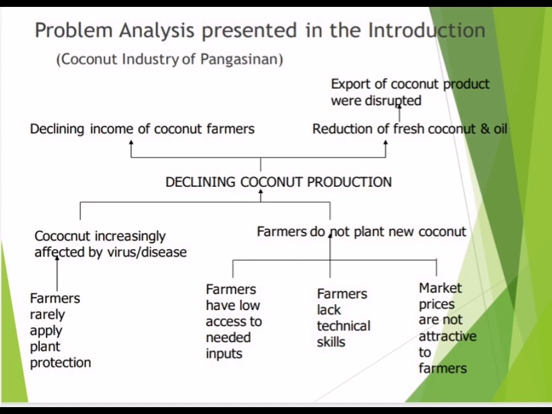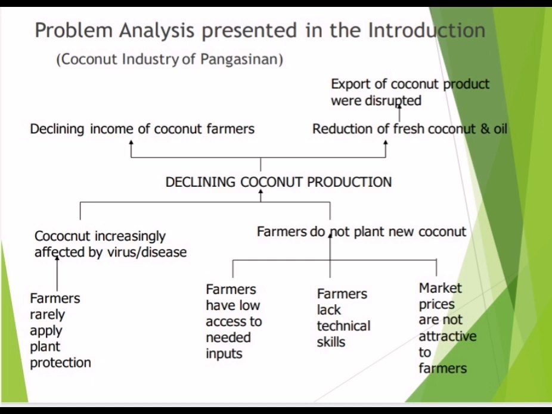Okay, which targets the traditional coconut. All right. And then the other cause or reason why coconut production is declining is that farmers do not plant new coconut. Okay. From these two causes or reasons, you can still give a subtopic of it.